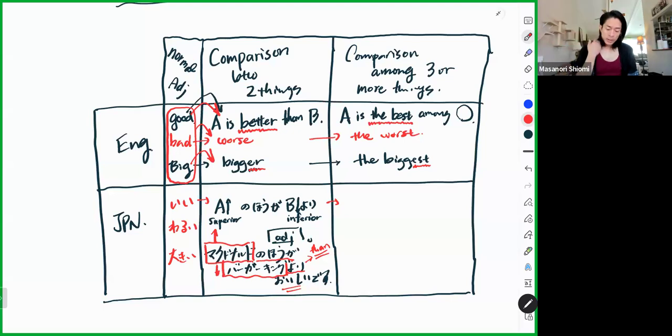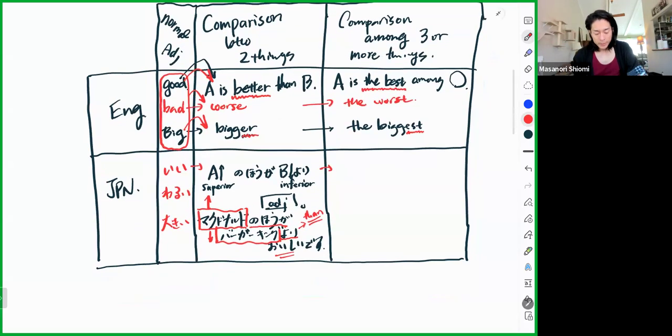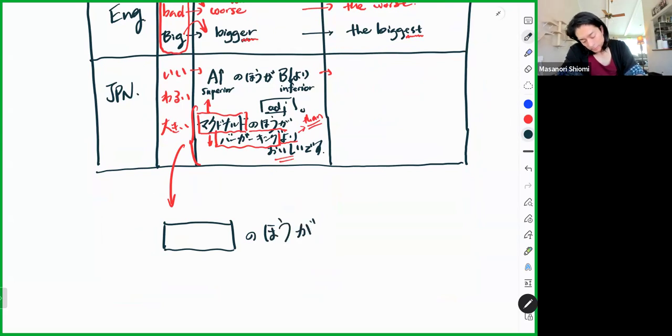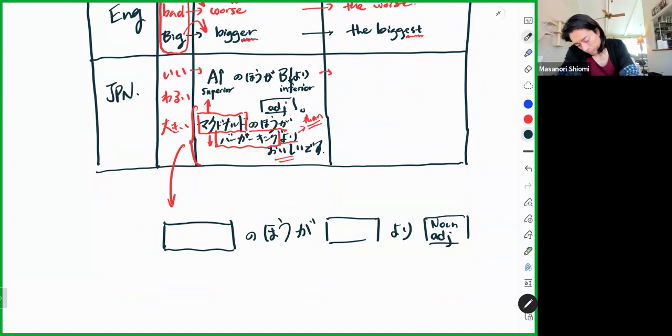Yeah. Let's dig deeper in this grammar point. Blank の方が blank より. Noun or adjective here. This is just optional if you want to make it polite. Okay.